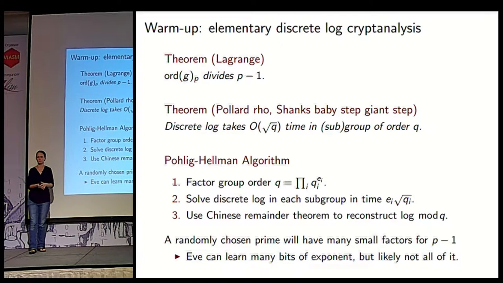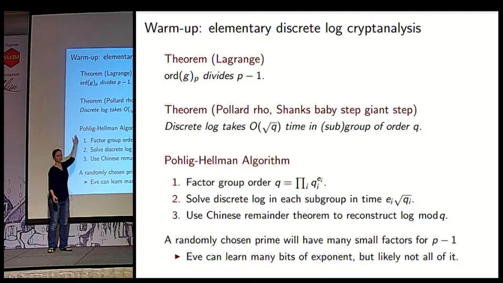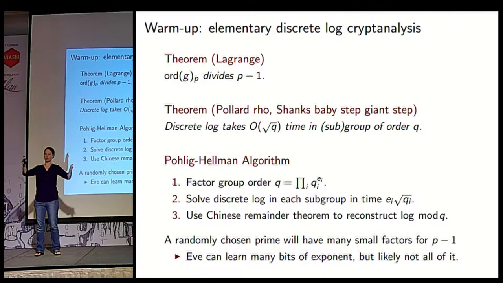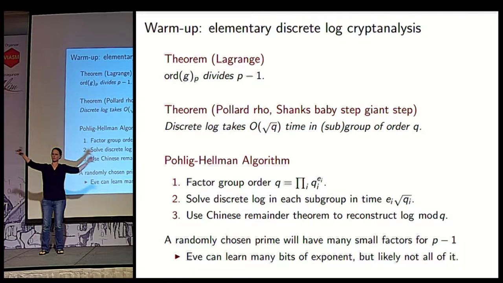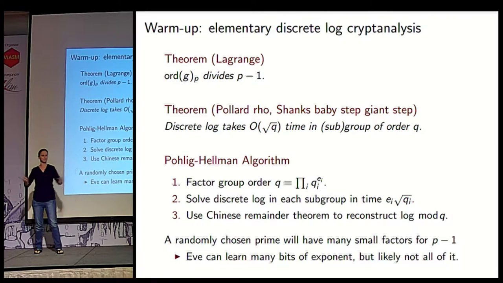Once you know something about the structure of your subgroups, you can use the Pohlig-Hellman algorithm to solve discrete log. You can factor the group order if, say, it has a bunch of small prime factors. You can solve the discrete log in each subgroup in time square root of the size of the subgroup. And then you can use the Chinese remainder theorem to reconstruct the log in your big group. This is a fun exercise. I actually make my grad students in crypto implement this.